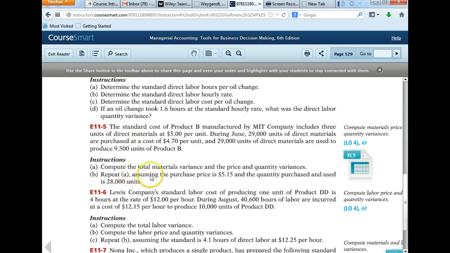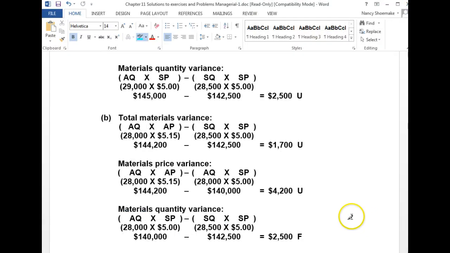Repeat, assuming the purchase price is $5.15 and the quantity purchased and used is 28,000 units. So now what we're doing is we're changing the actual, aren't we? If we change the actual, now it's $5.15, and our actual quantity is 28,000, not what we had at 29,000. Then do you see we have a favorable material variance and an unfavorable price variance there? Does that make sense?